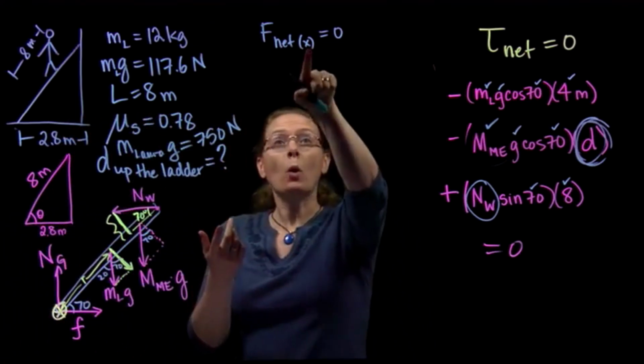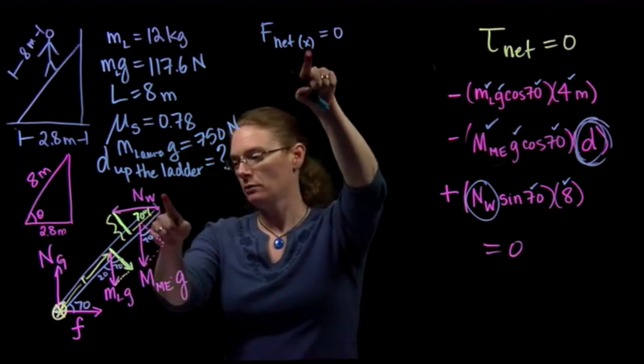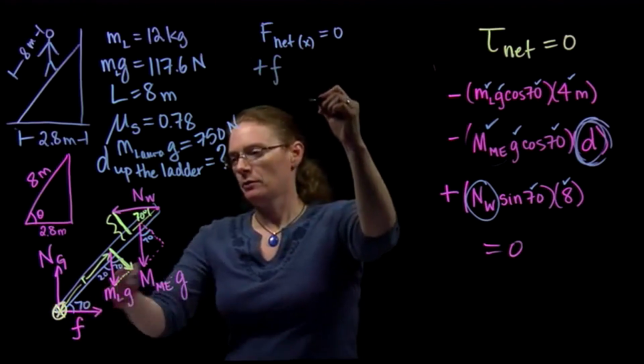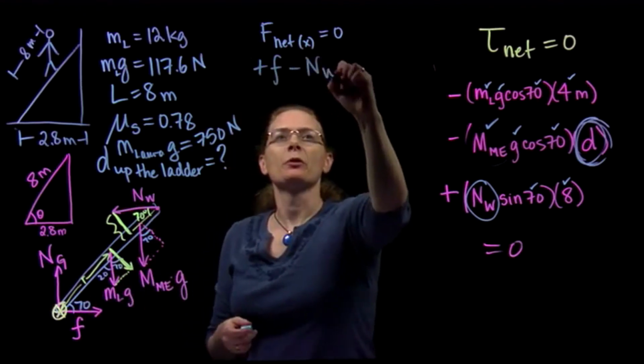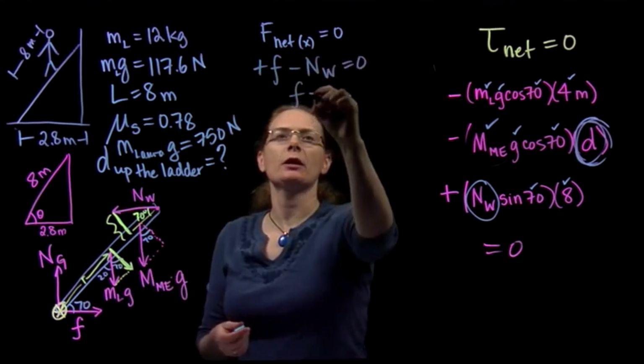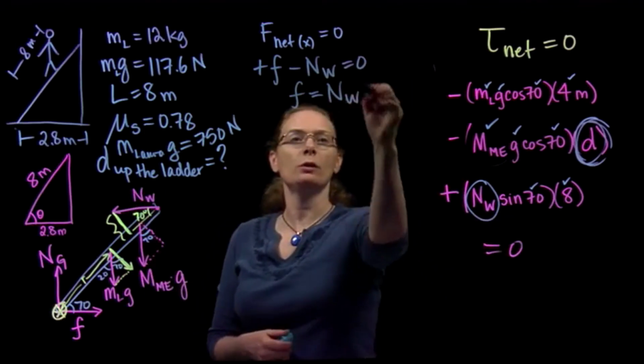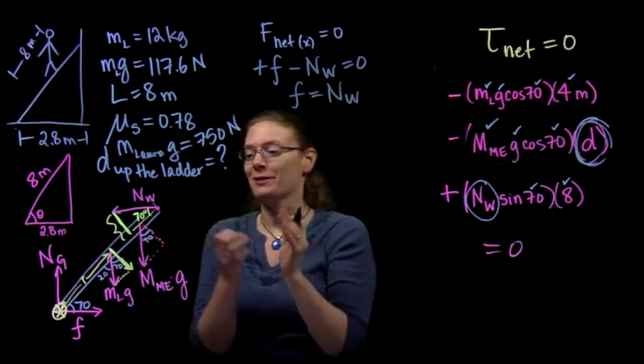So how many horizontal forces do I have? 1, 2. Easy enough. Plus friction, it's going to the right. Negative normal force from the wall equals 0. So friction equals normal wall. Great! That's what I'm looking for. Woohoo! I don't know what my friction force is. Okay.